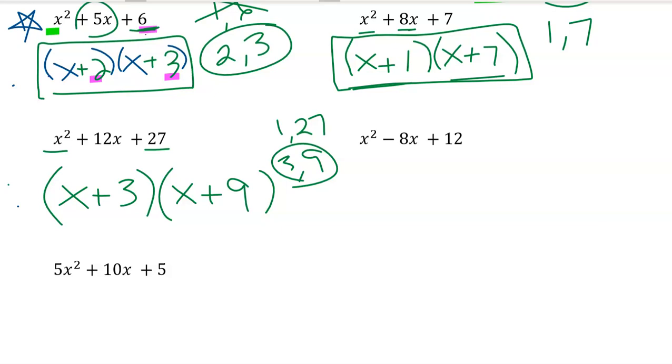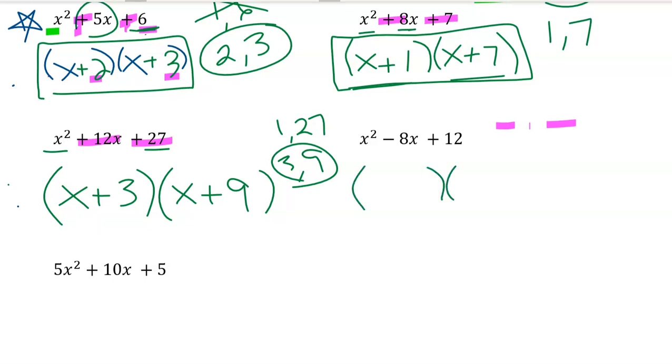You'll notice when you look at the signs that all 3 problems we've done started with addition and addition in the binomial. So they had to multiply to give you a positive 6 and add to give you a positive 5. Multiply to give you a positive 7, add to give you a positive 8. Multiply to give you a positive 27, add to give you a positive 12. So every time we were choosing 2 positive numbers. Well, on this next one, we need them to multiply to give us a positive 12, but we want them to add to give us a negative 8. So what kind of numbers can multiply to give you a positive, but add to give you a negative? Well, it's going to be a negative times a negative. So this time when we make our list, we're only going to use negative numbers.